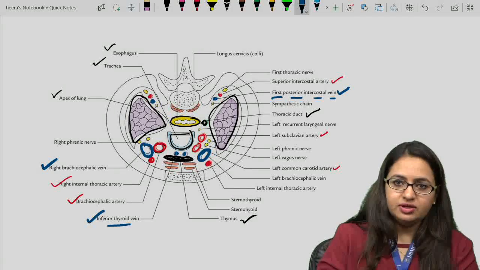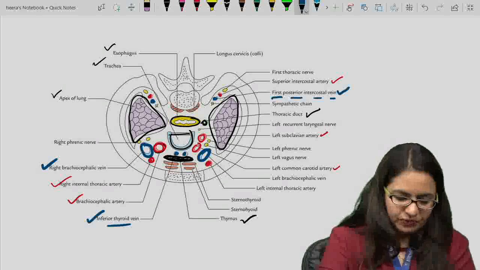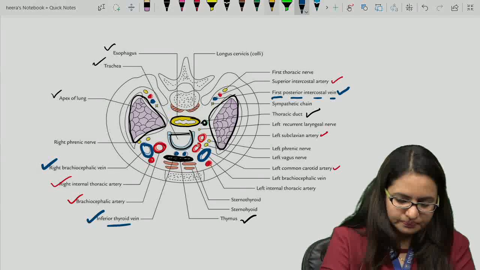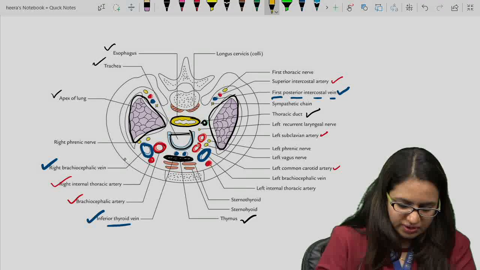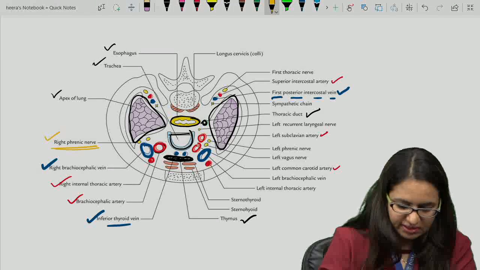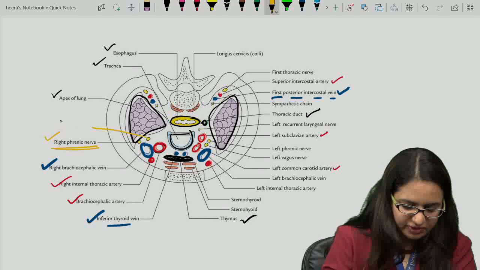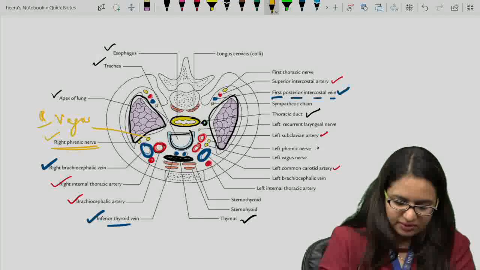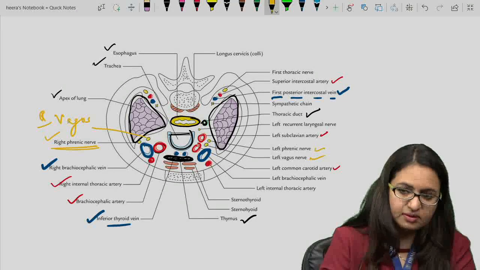Now regarding the nerves which are passing through the superior aperture, if we visualize on the anterior side, this is the phrenic nerve present on the right and left side, and along with that the vagus nerve. This is the vagus present on the right and the left side. So the right and left vagus and the phrenic nerve.